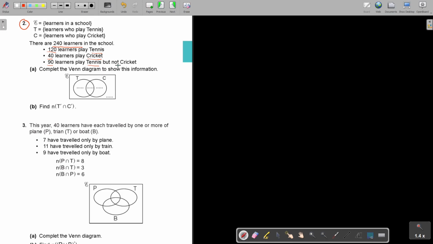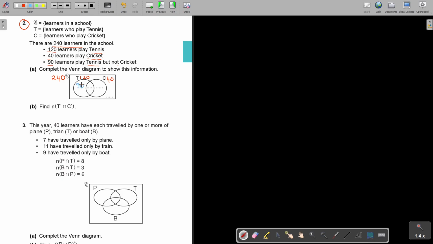Now, in this case, they give you a certain one. But let's first fill in what we have. So this is 240. 120, so there on top, it's 120. 40 play cricket, so there is going to be my 40. 90 learners play tennis but not cricket, so basically, they are giving me this one.